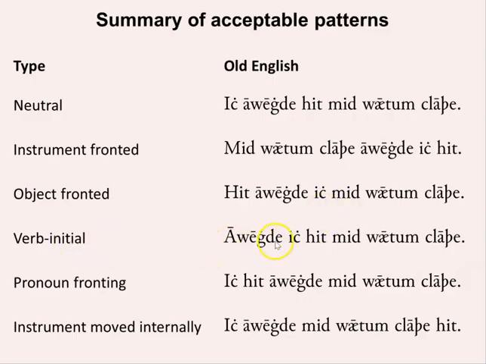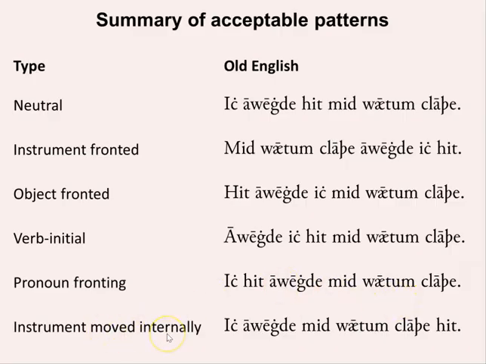Verb initial, ā-wēġde ich hit mit wētum clāþe. A statement: wiped I it with a wet cloth. You might be saying this indignantly because someone has questioned your cleanliness or something. Pronoun fronting: ich hit ā-wēġde mit wētum clāþe, I it wiped with a wet cloth. This is just putting the pronouns together, which is quite common. I is the subject in the nominative. Hit, it, is the object. It gets wiped with a wet cloth.